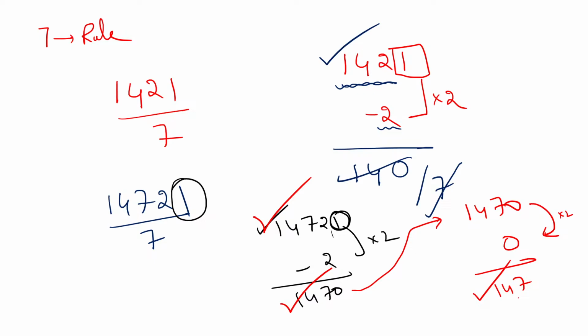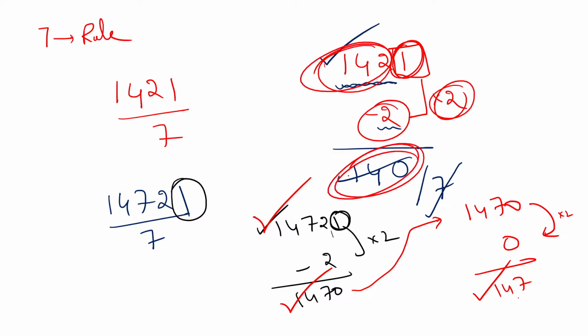Take the last digit, make it double, subtract from the remaining digits. If the answer is divisible by 7, then the given number will also be divisible by 7. Don't worry, I will repeat once again all the rules.